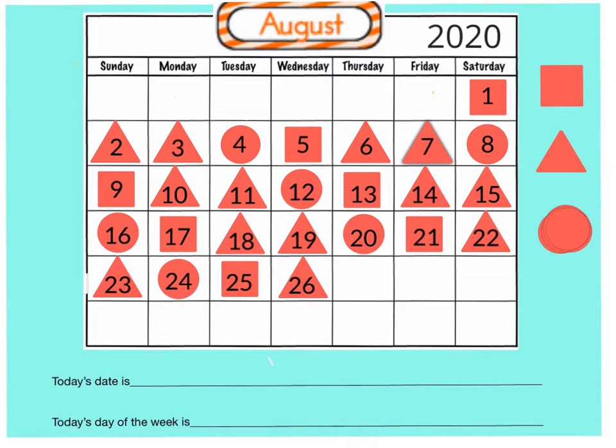All right, we're going to start out with our calendar again. What month are we in? Right, August. So easy, right? Same as the last few weeks. And what year are we? We're in 2020.